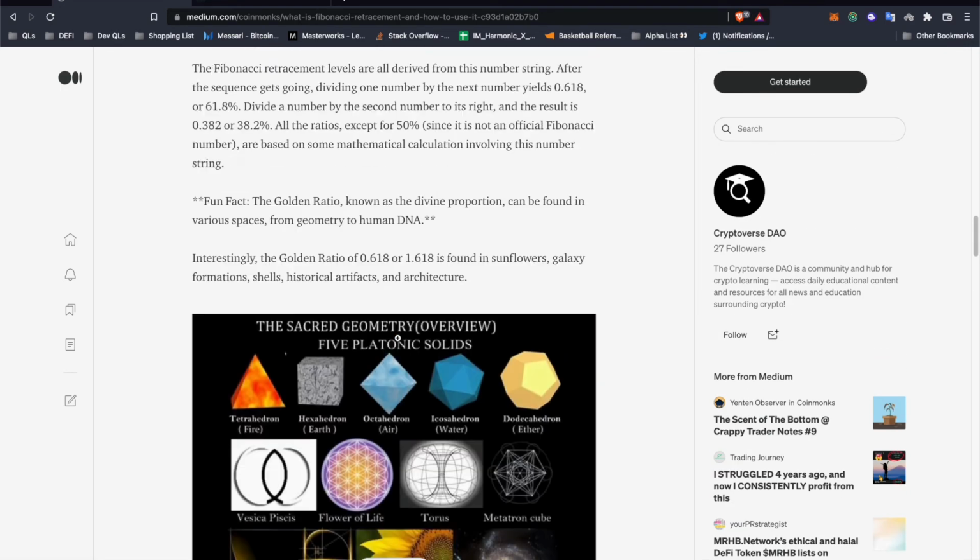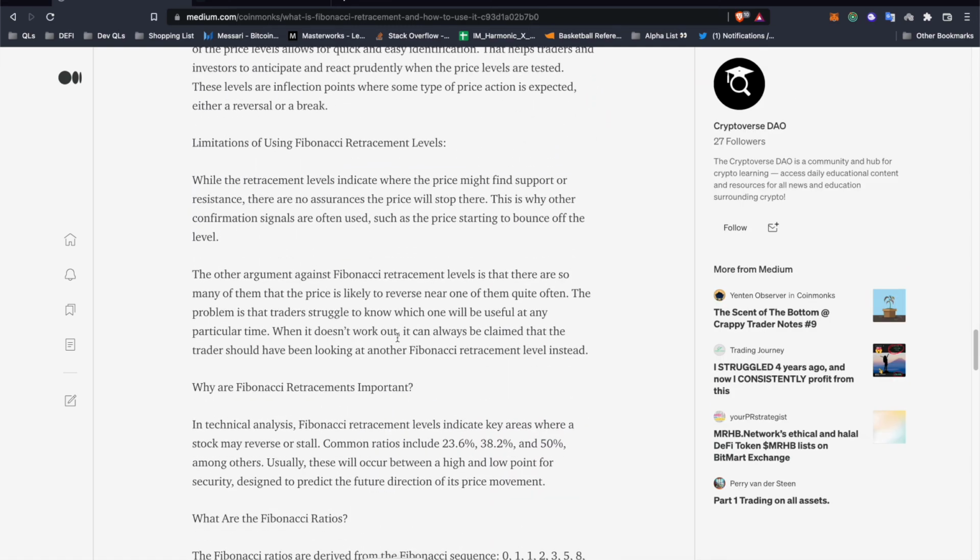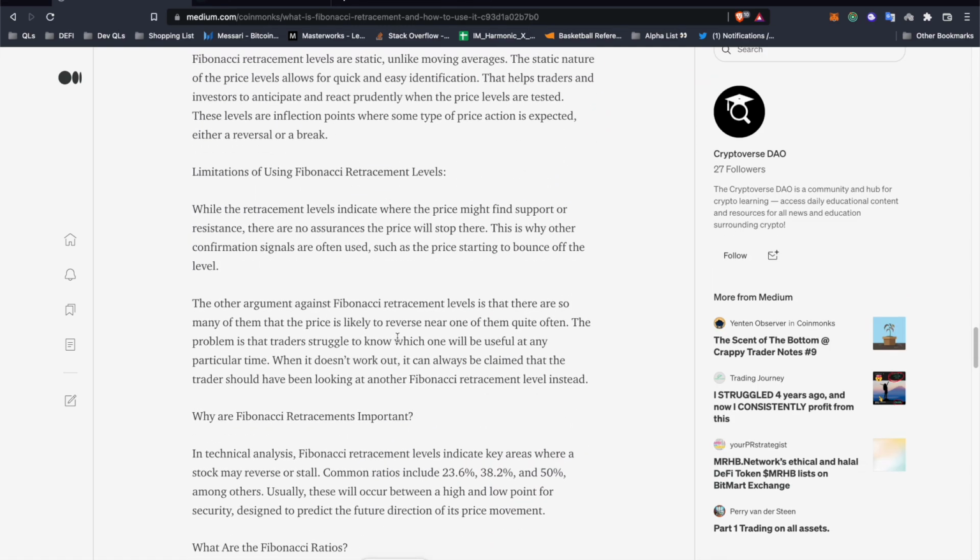So now you know what it is and how to use it. Let's talk about the limitations, right? While these retracement levels indicate where the price might find support or resistance, there's really no assurance at all that the price will actually stop there. This is why other confirmation signals are often used, such as the price starting to bounce off of the level, right? Not just entering or existing within that level. Like if it needs to do something there, it needs to bounce, it needs to form a high or a low or something like that.